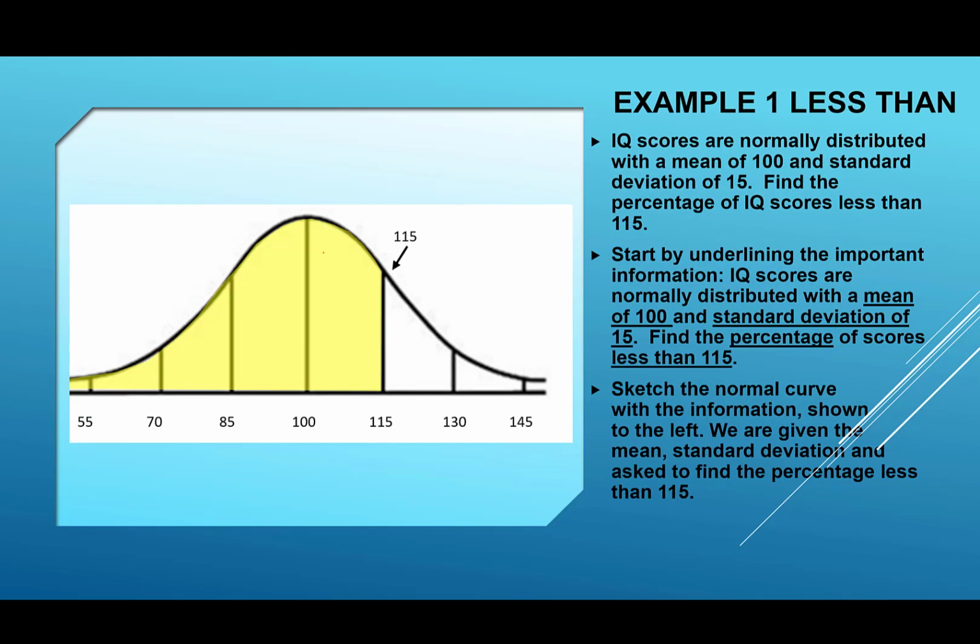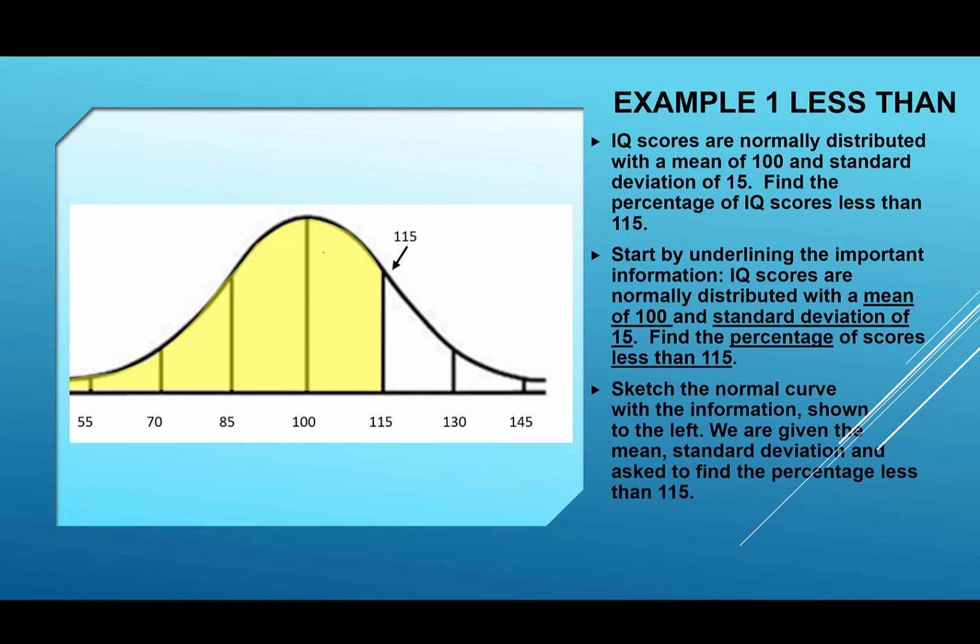We will have 3 options in StatCrunch to perform these calculations. We can have a less than, a greater than, and a between data values. And we're going to go through each one of these as an example.